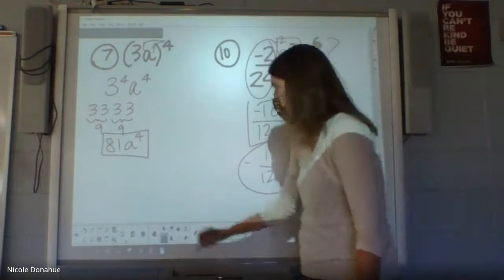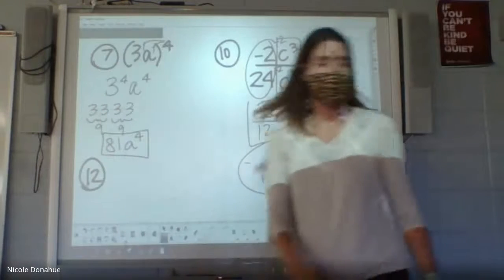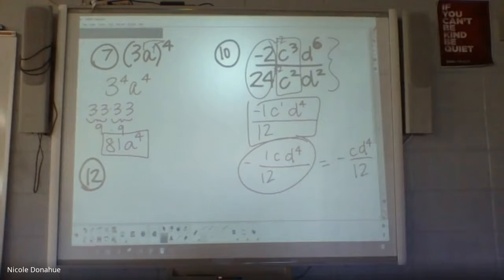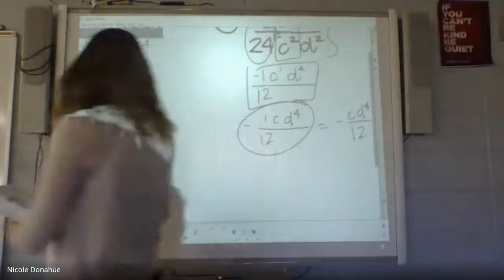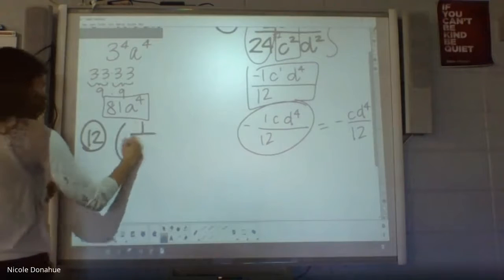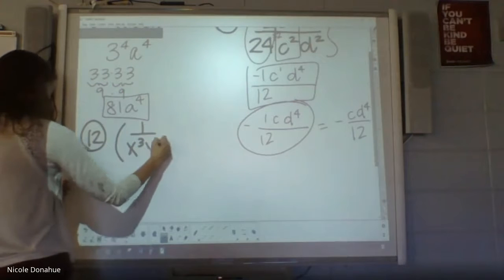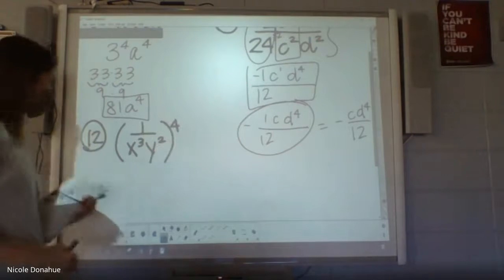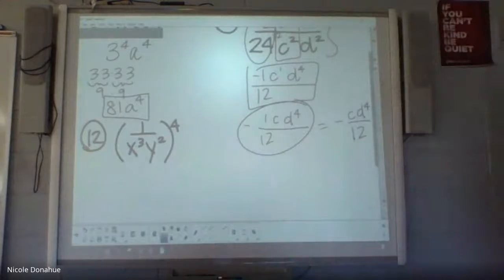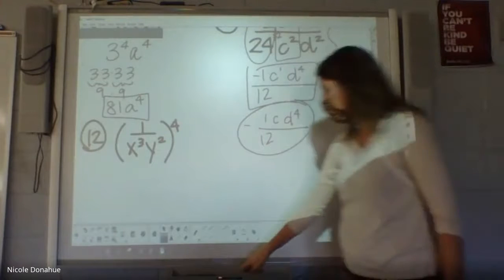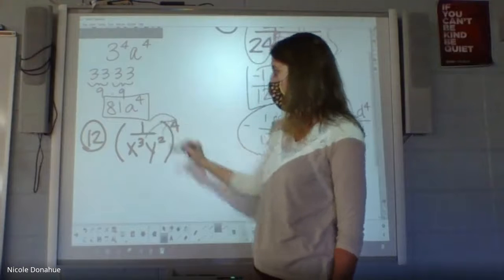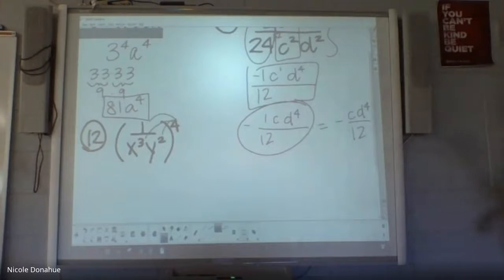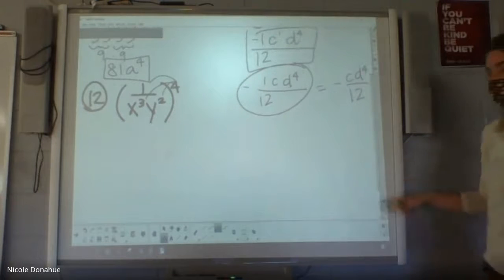Go to number 12. Number 12 is very similar to number 7, just now with fractions. So number 12, everything has to get that fourth power, just like we did up here. So the top has to get it, and so does the bottom of the fraction as well. And when we do power to a power, we multiply the exponents.